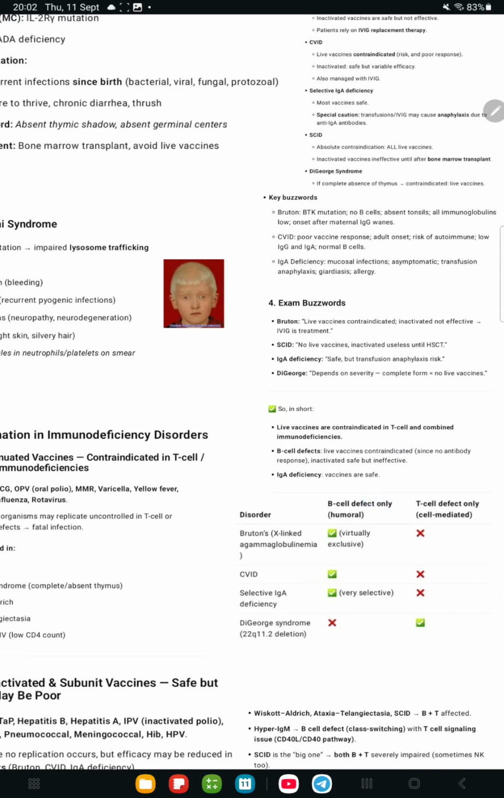Okay, now Bruton, we have done this. Mainly everything is contraindicated or ineffective. Only IVIG is the treatment. For SCID we have to remember, everything is useless. No live vaccines until hematopoietic stem cell transplantation. IgA deficiency is still safe, but one risk is there, that is transfusion anaphylaxis risk. DiGeorge we have to remember depends on the severity. Complete form, no live vaccines.